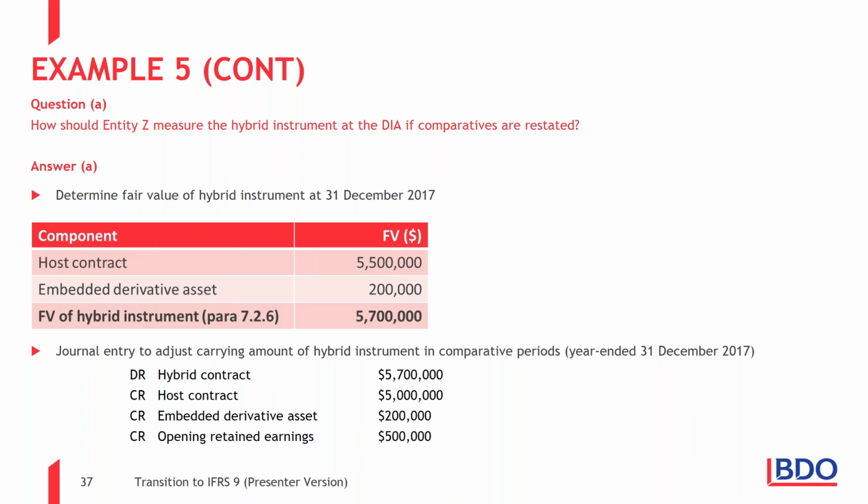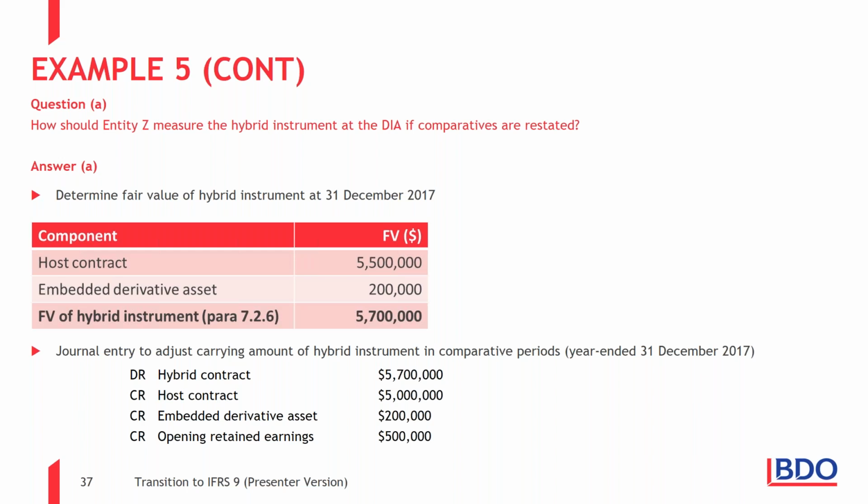I think it's really important with these transitional requirements that people remember. You cannot open up last year's general ledger and process journals. The only thing you can do is process the journal on the 1st of January 2018. And what you can do then is you can restate comparatives when you disclose and prepare financial statements. So this 500,000 will be adjusted on the 1st of January 2018 against retained earnings on the 1st of January 2018.